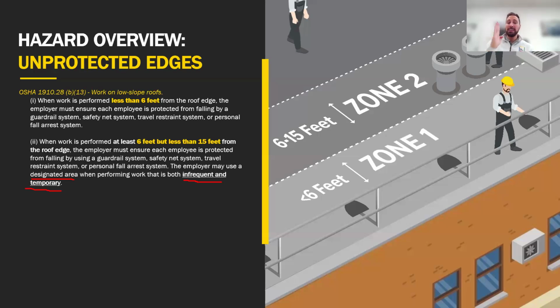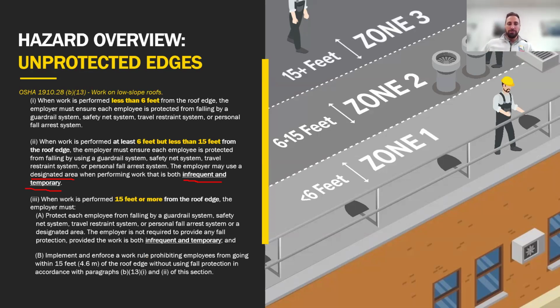You have to be behind something, right? You have to either be tied off, have a guardrail, or have a warning line letting you know not to go closer to the edge than 6 feet, or wherever you end up putting that line.